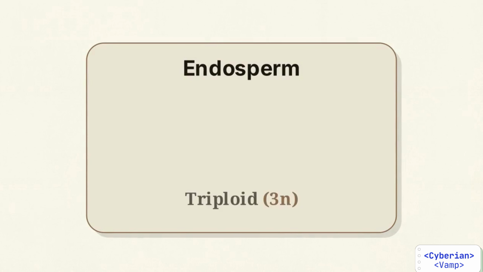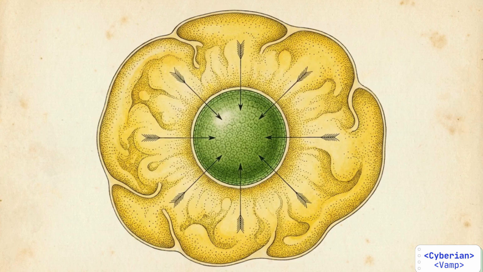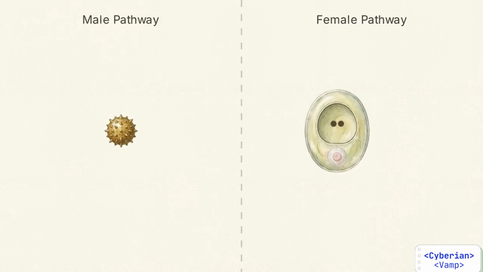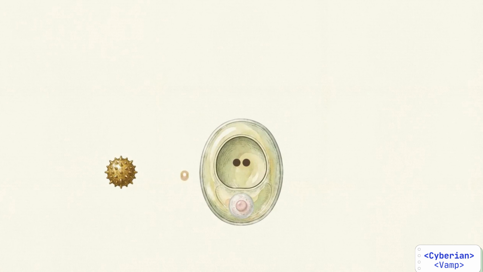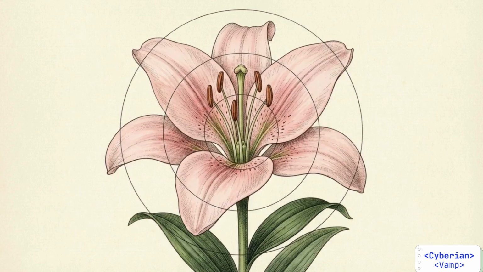This is a triploid structure, holding three sets of chromosomes, and its sole function is to provide the nutritional support required to sustain the embryo. To engineer a single casing with these two distinct payloads, a plant must synchronize two separate pathways of cell division and execute a unique dual fusion event. The physical engine for this algorithm is the flower, which is organized into distinct reproductive whorls.